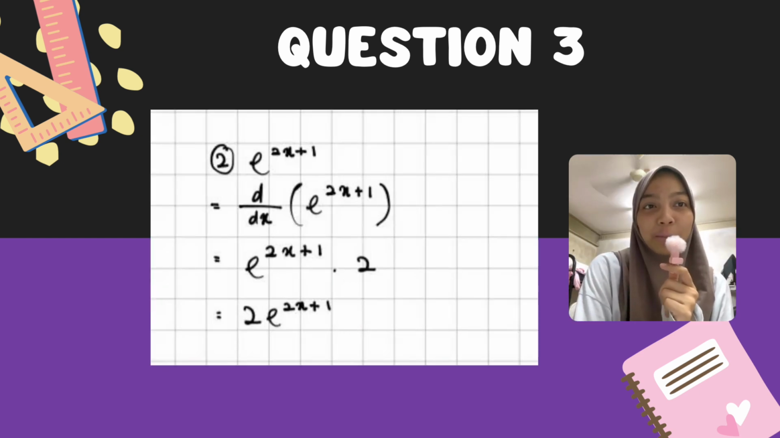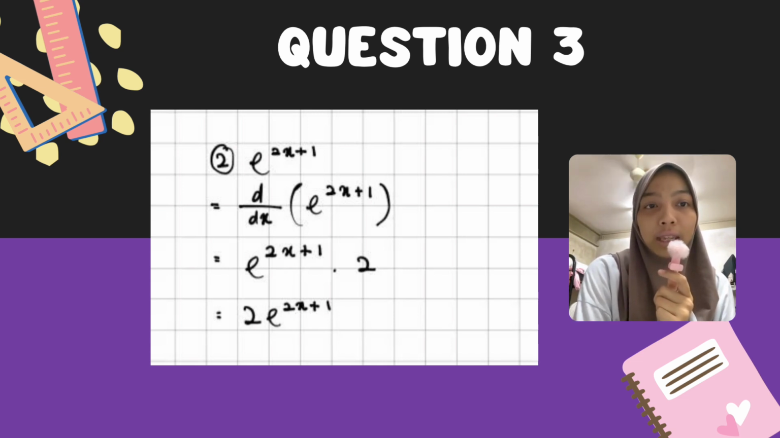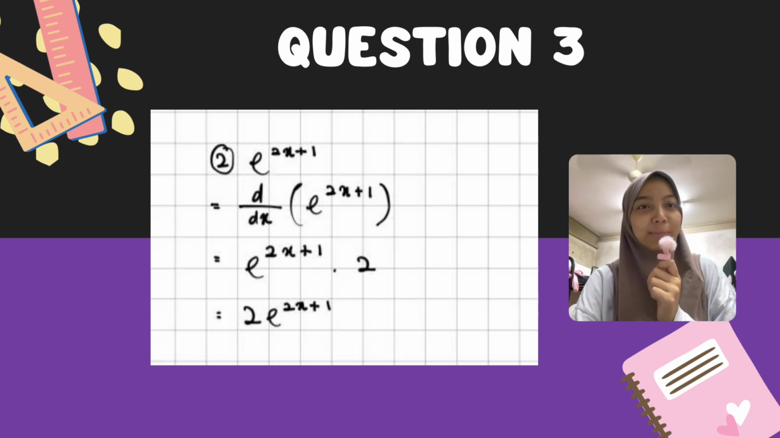Now we move to number 2, which is e to the power of 2x plus 1. We will differentiate the power, and we will multiply it in front of the e. That equals 2, and we'll get 2e to the power of 2x plus 1.